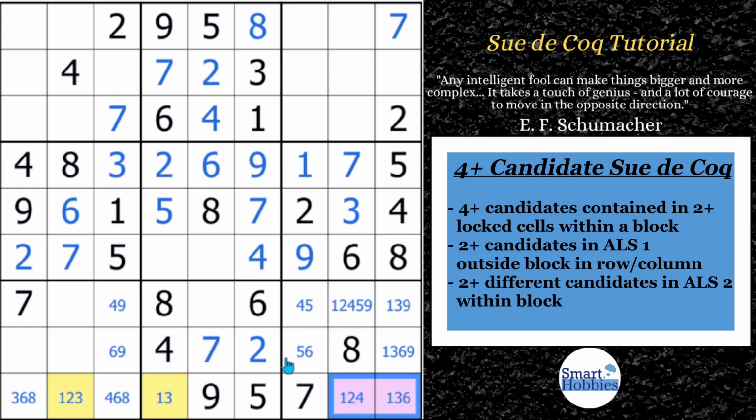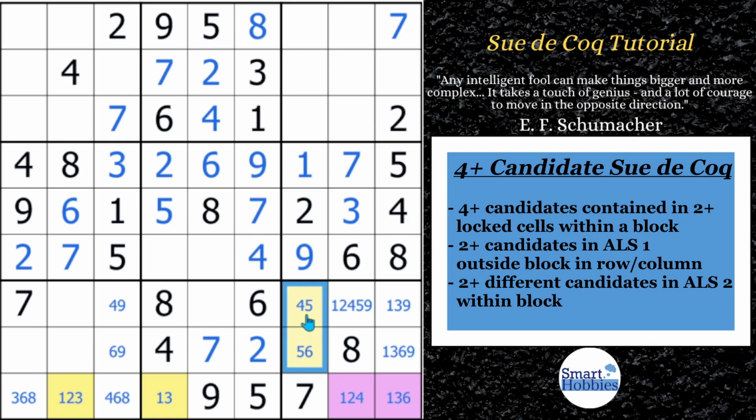Now, within the block, do we have another ALS? And the answer is yes. And this is where it gets a little tricky, because this ALS is a 4, 5, and a 5, 6. You might be going, what are you doing here? And what we're doing is we're adding another candidate. So you're adding this 5. Now, you actually have 4 cells within block 9 with 6 candidates: 1, 2, 3, 4, 5, 6. And so it's still an almost locked set going on here. And the way you can spot this is you've got this additional 5 here.